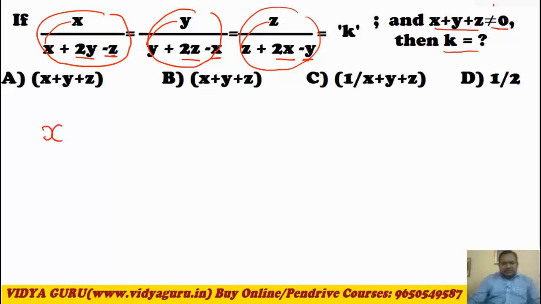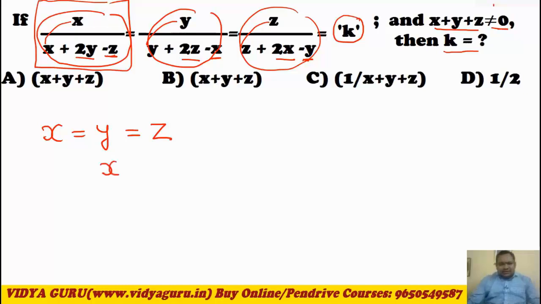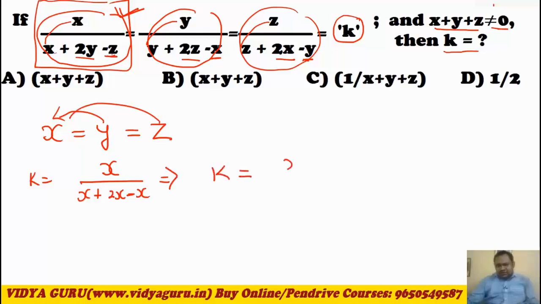Expression is symmetrical, means you can easily assume x is equal to y is equal to z. You have to find the value of k. So basically k is equal to any of these terms. All three terms are equal. So I would say that k is equal to, let's take this term, x divided by x plus 2y. Now 2y can be written as 2x because y is equal to x. z can be written as x, so minus z should be written as minus x. So I would say that k is equal to x divided by x plus 2x, 3x, 3x minus x, 2x. So it comes out to be equal to half.